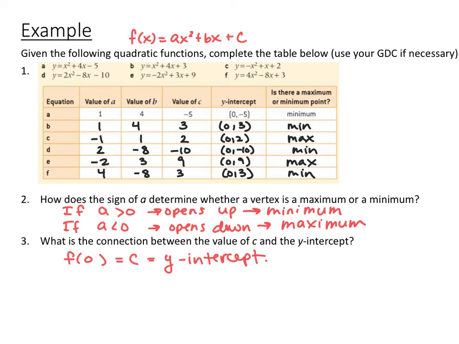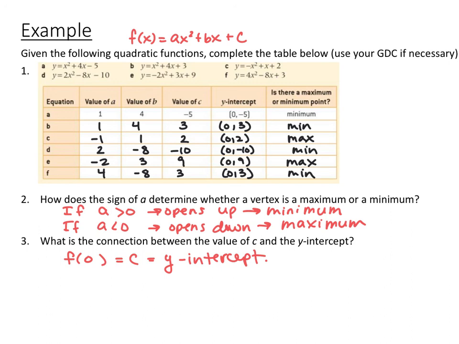So for number 2, it says, how does the sign of a determine whether or not a vertex is a minimum or a maximum? So if a is positive, like functions a, b, d, and f, you ended up with a minimum. That's because the function opens up, and so therefore the vertex is going to be the minimum point. If a is negative, like functions c and e, that means the function opens down. It's been reflected across the x-axis, so therefore the vertex is a maximum point. So if a is positive, you have a minimum. If a is negative, you have a maximum.